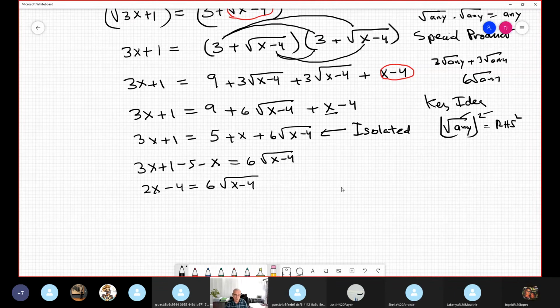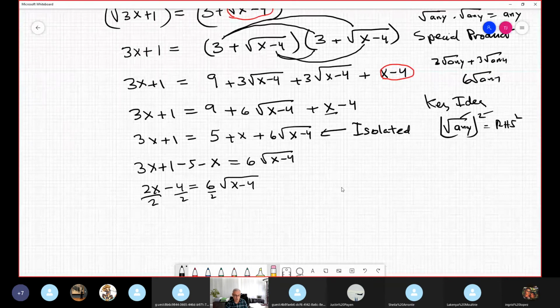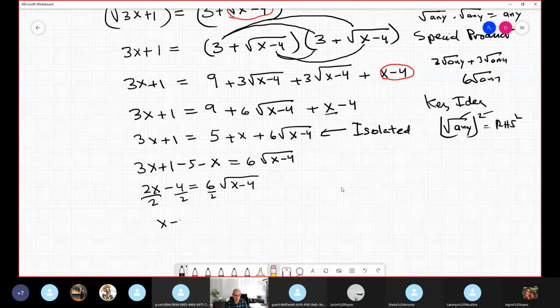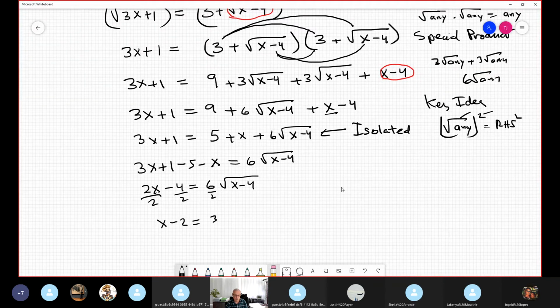In this moment, not mandatory, but I like that way. I can see that the coefficients are even numbers, 2, 4, and 6. There is no reason to stay. I can simplify a little bit. You divide by 2, divided by 2, divided by 2. But not by 2 inside. You divide by 2 outside. Remember, inside the radical and outside the radical belong to different categories. We cannot do that. So x minus 2 is equal to 3 times radical x minus 4.